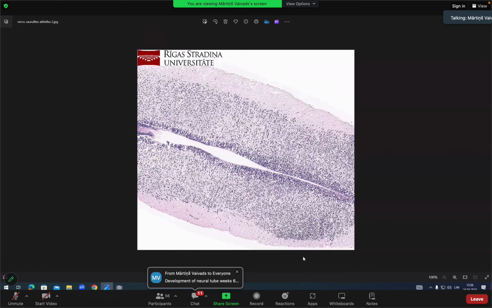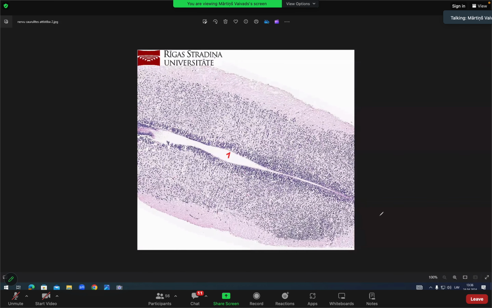This is a relatively simple slide. Basically, it will be very similar to the spinal cord. Main difference, it's in longitudinal section. So longitudinal sections are present. So development of neural tube, weeks 6, 7.